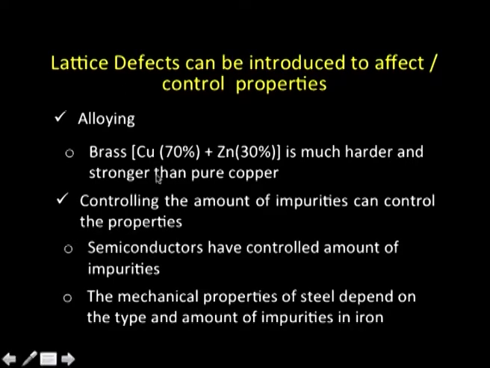Another example, we can even control the amount of impurities or the defects in a given crystalline solid to control the properties. One typical example happens to be that of semiconductors, about which we will be talking at a later stage in much detail. We find that semiconductors have a controlled amount of impurities, which means we can control the amount of impurity in them and thereby control their conductivity. Further, we also know that the mechanical properties of steel depend on the type and amount of impurities in the iron, because we take iron and put different kinds of impurities, we get a variety of steels.